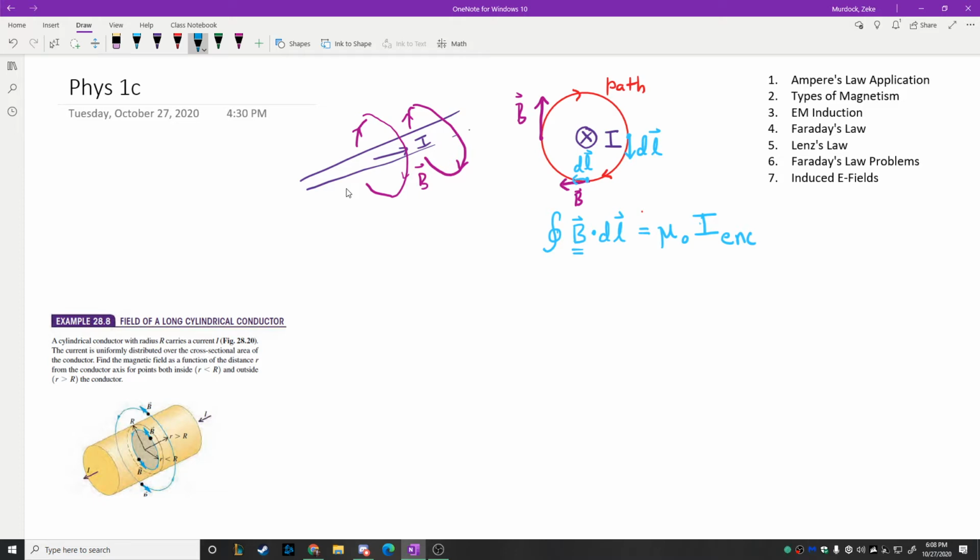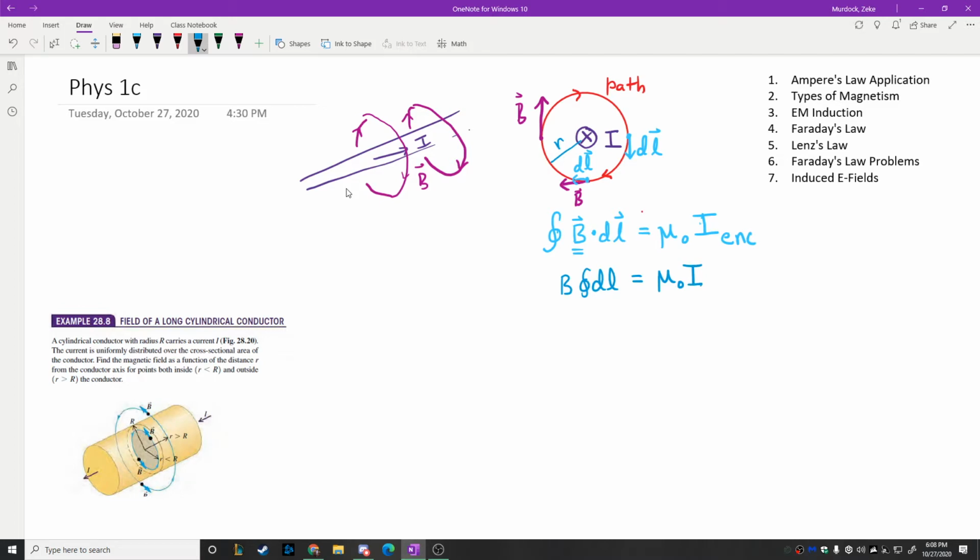But in addition, the magnetic field is likely to be constant all along this path because you're the same distance away. In fact, if we call that distance r right there, then this magnetic field should be constant with respect to every point on the path. So the integral itself can be reduced down to just B times the line integral of dl, and that's equal to mu naught times the current enclosed. I'm just going to say that current is I in this case.